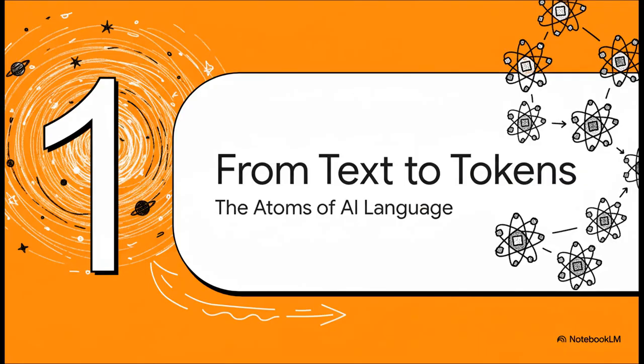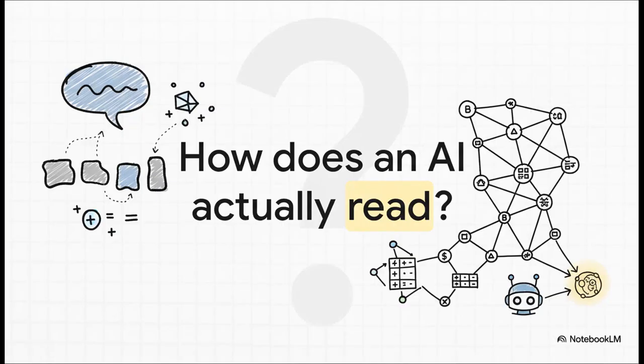Okay, so let's start with part one, from text to tokens. We're talking about the absolute atoms of AI language here. Think of it like this. We're zooming all the way in, past all those flashy applications, right down to the most fundamental piece of the puzzle.